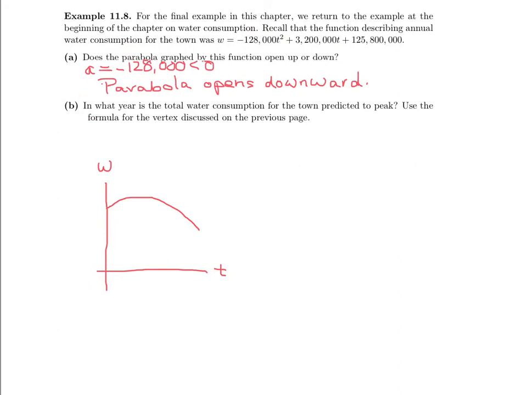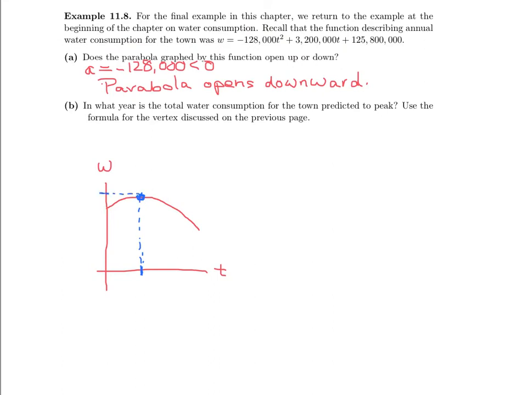Let's look at part B. In what year is the total water consumption for the town predicted to peak? Use the formula for the vertex discussed on the previous page. Well, let's look at this graph that we've drawn here. Peak consumption would occur right here. That would tell us the point in time at which consumption was the highest.